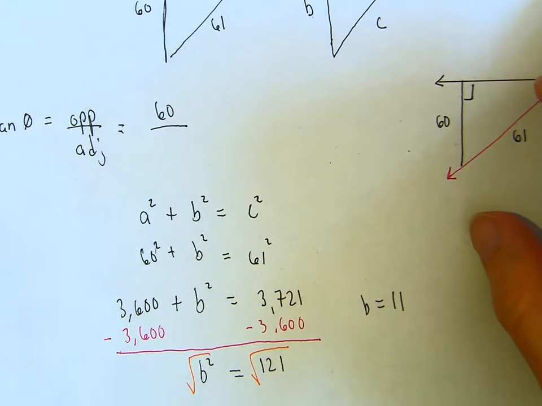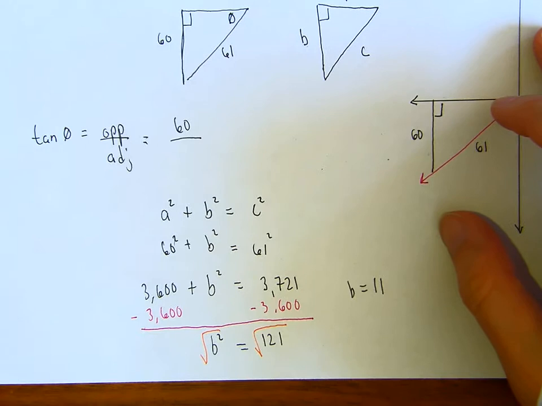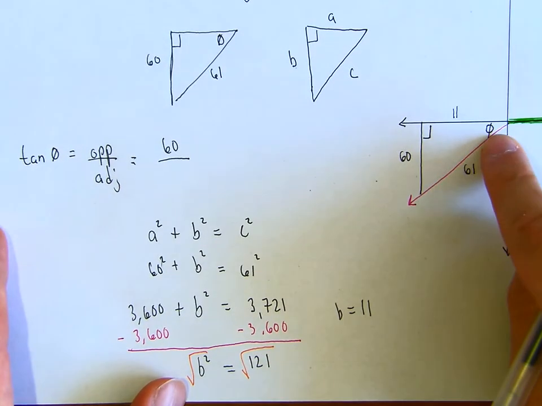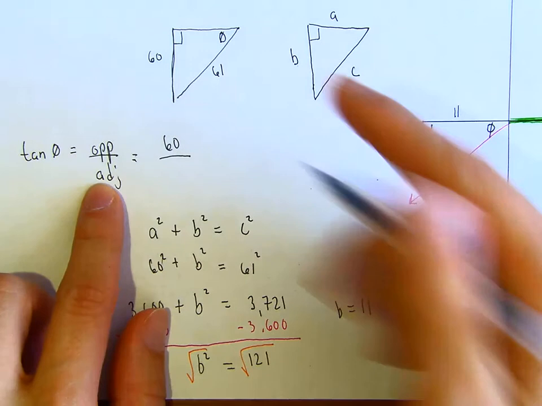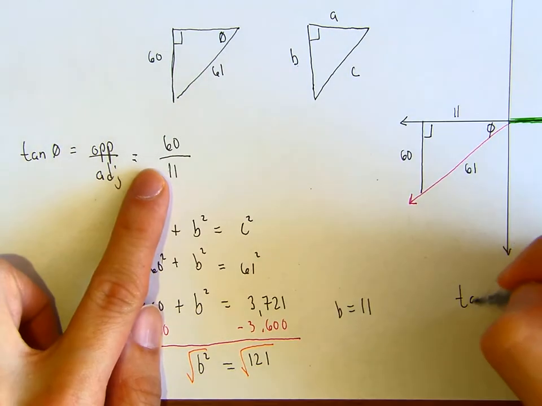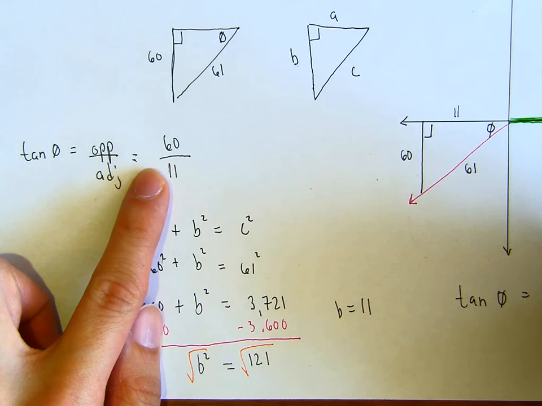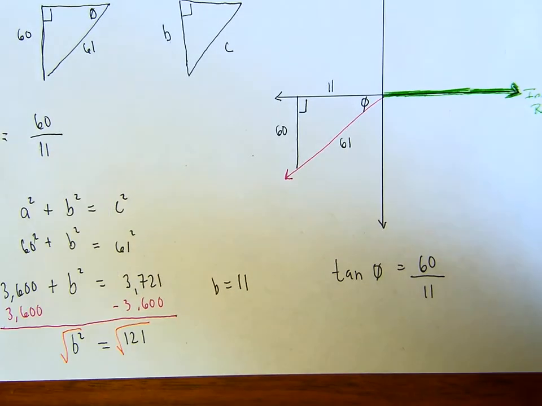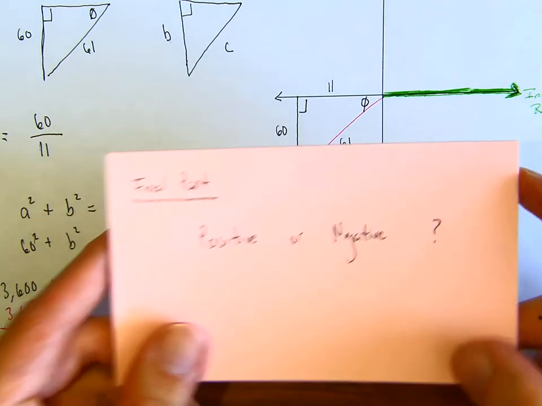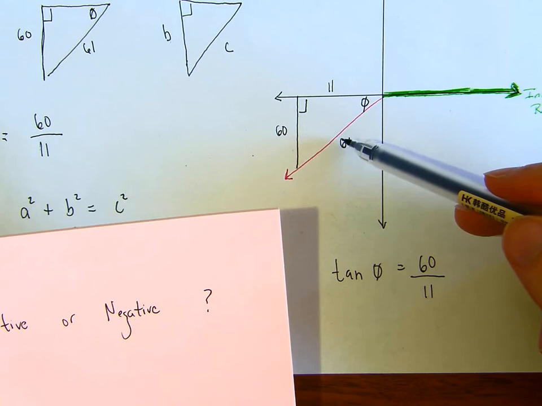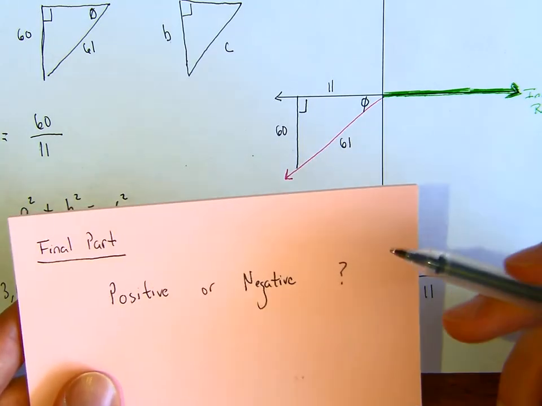So now going back to this problem, we know that this adjacent side of the theta is 11. So we have tangent theta is equal to 60 over 11 over here. But then we're not done yet, because we have to ask ourselves, is tangent theta over here in quadrant 3, is this positive or negative? And how do we know?